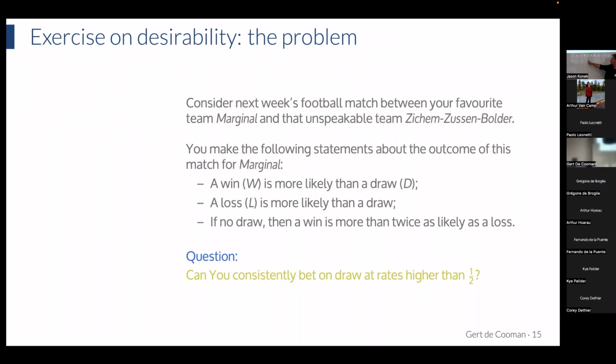So the idea is first to translate the three assessments into assessments of this type. If win is the first coordinate, loss is the second, and draw is the third, then this says that the gamble (1, 0, -1) is in my set of desirable gambles. And now the same for the others.